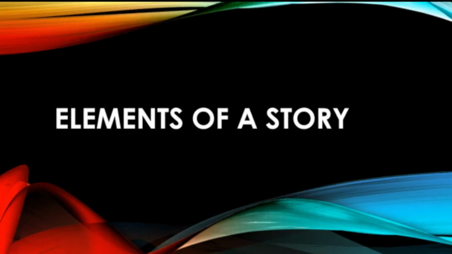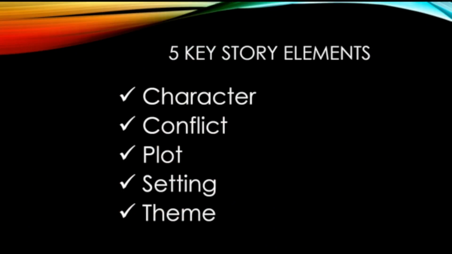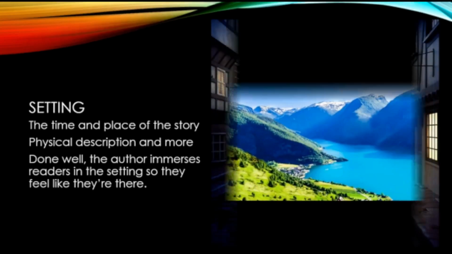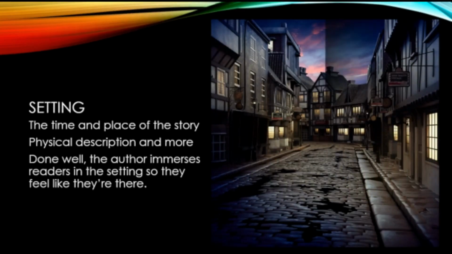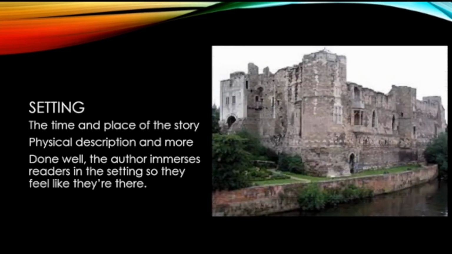Today we begin elements of a story. You may have learned in English class that there were 5 key story elements, being character, conflict, plot, setting, and theme. Today we are going to explore setting because who says you have to do them in order? Setting, the time and place of the story, physical description, and much more. Done well, the author immerses readers in the setting so they feel like they're there.